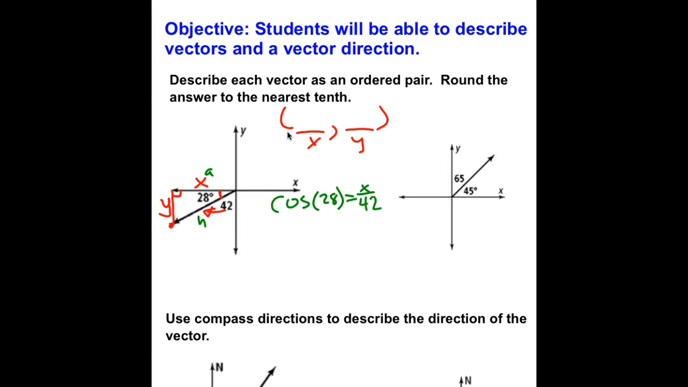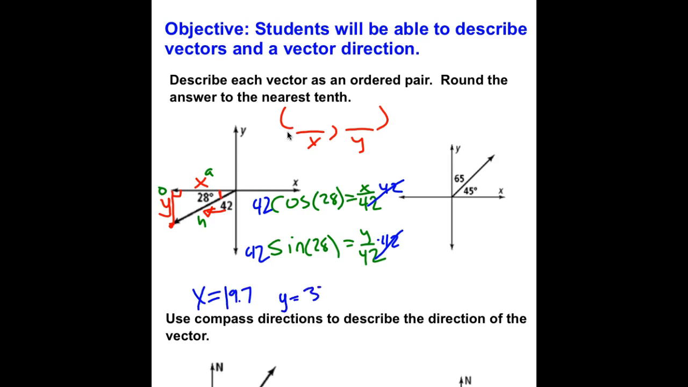I can do a similar thing with y. Y is the opposite. I have the hypotenuse. So I can go sine of 28 equals the opposite over 42. In both of these two, I'm going to just multiply by 42, and then just grab a calculator, type them in, and we should get some values out. X, we should be getting 19.7, and Y, we should be getting 37.1. So you can put those into our ordered pair, but we still have one more step left in our ordered pair.